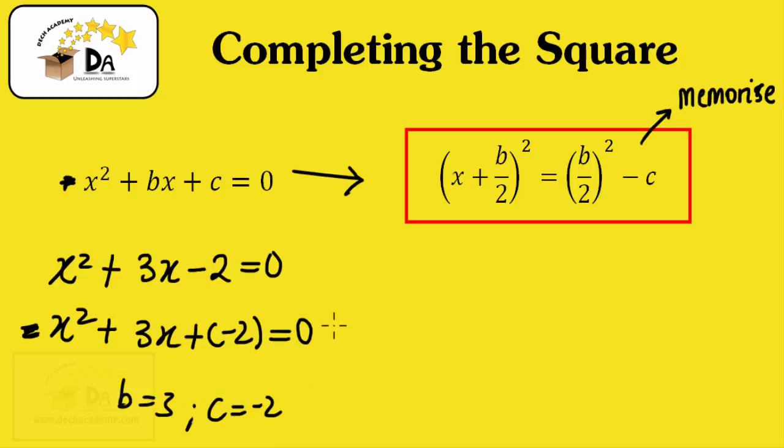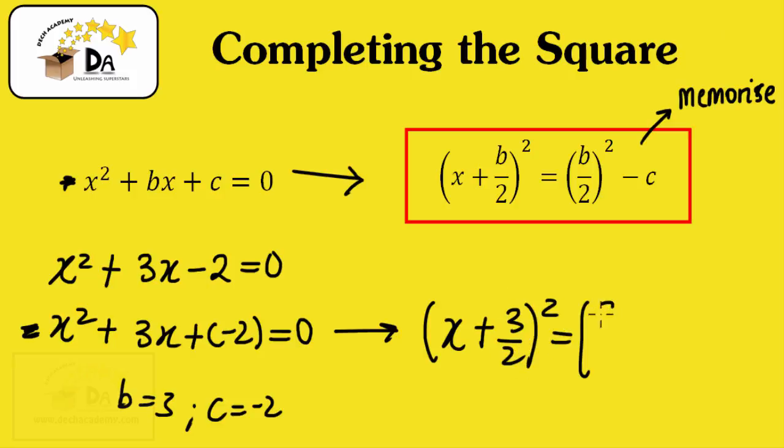The method of completing the square simply involves going from this state to this state, and we just write x plus, replacing b with 3, 3 over 2 all squared equals, instead of b, 3 over 2 all squared minus our c. Our c this time is minus 2, so minus 2. And that is essentially the first step in applying the method of completing the square.